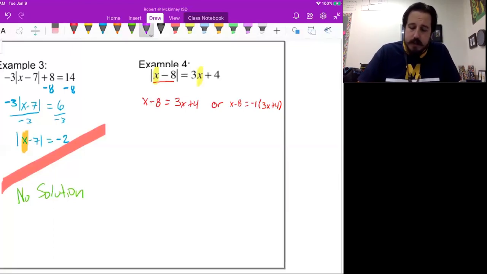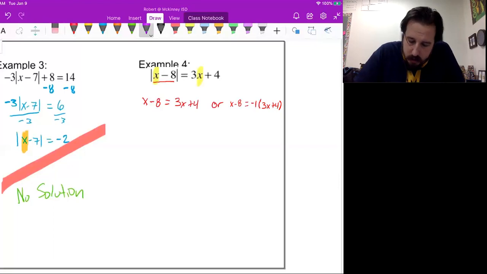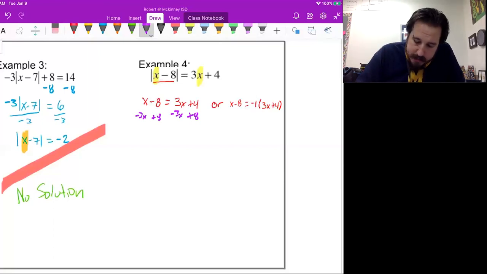So on this side, I'm going to move all my x's to one side, all non-x's to the other side. So I subtract 3x from both sides, and I'm going to add 8 to both sides. So when I subtract 3x from both sides, I have -2x equals 12.